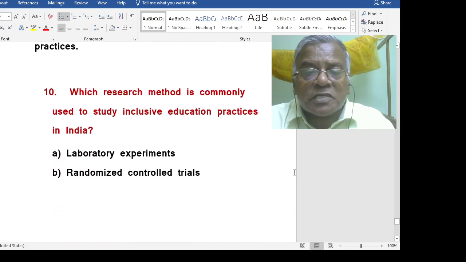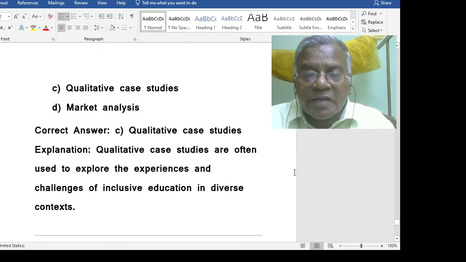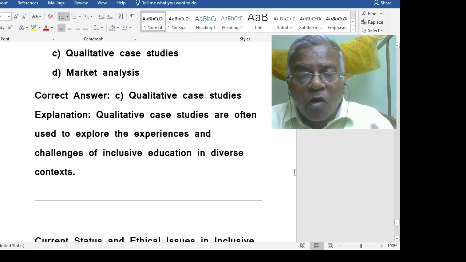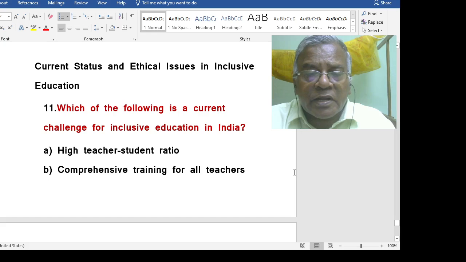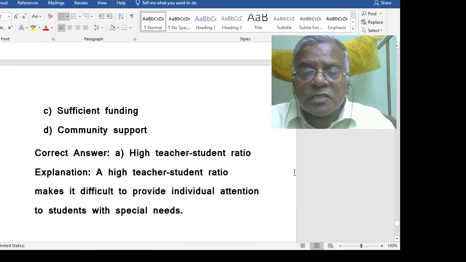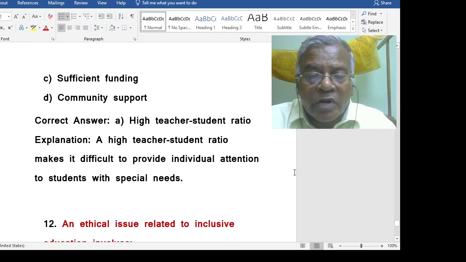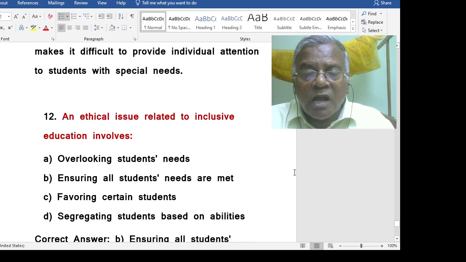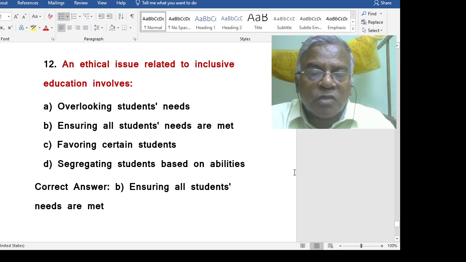Which research method is commonly used to study inclusive education practices in India? That is qualitative case studies. Qualitative case studies are often used to explore the experiences and challenges of inclusive education. Current status, ethical issues, so what is the question you could ask in this? Which of the following is the current challenge for inclusive education in India? That is high teacher-student ratio. A high teacher-student ratio makes it difficult to provide individual attention to students with special needs. An ethical issue related to inclusive education involves ensuring all student needs are met.